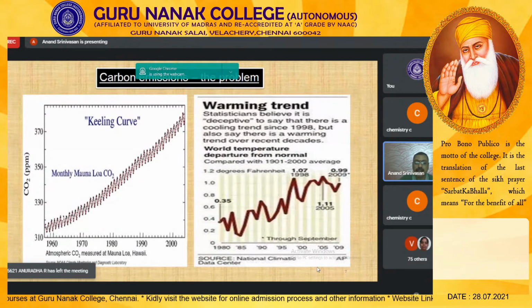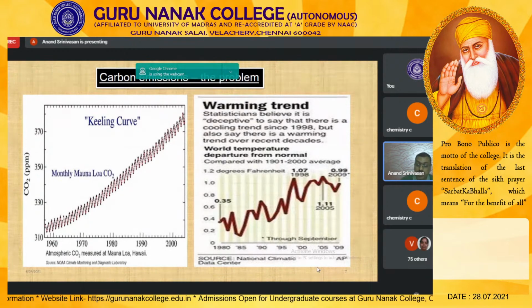In fact, a couple of days ago, around 6 o'clock, you could see there was a heat wave coming in Chennai. So that could be the reason there is a change in the weather pattern as well. This is mainly due to the carbon dioxide emission.